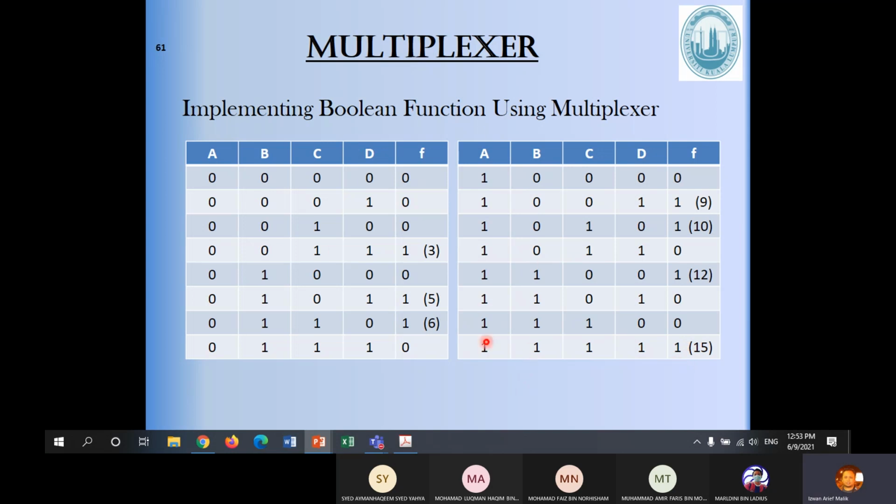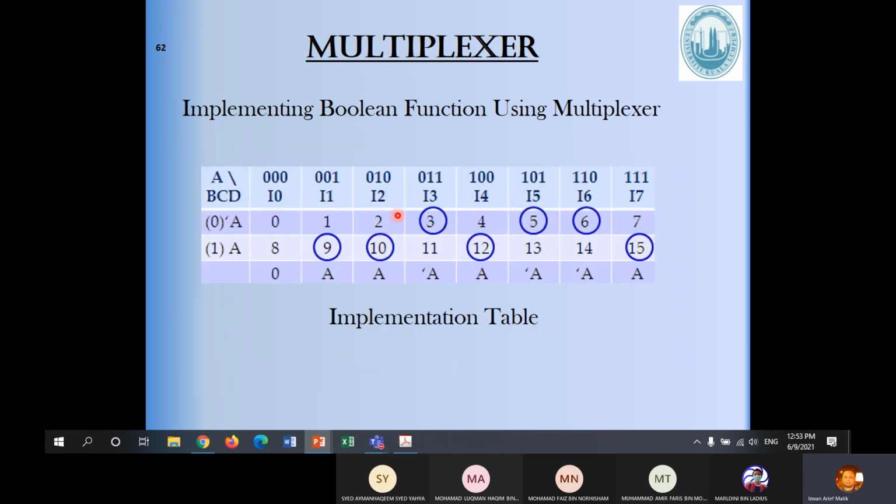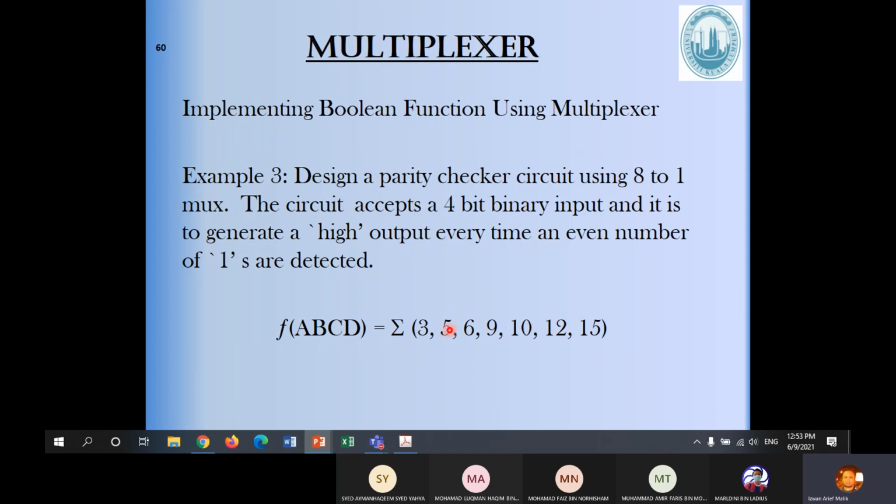Okay, so daripada truth table ni baru kita dapat dia punya nilai. So 3, 5, 6, 9, 10, 12, 15. So dia punya function A, B, C, D equivalent to sum of this number, yang mana jadi 1 bila even number of ones are detected.